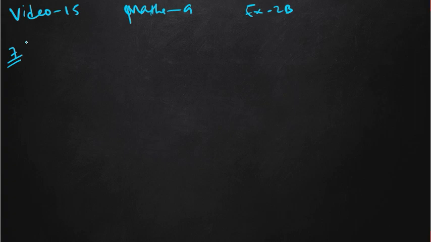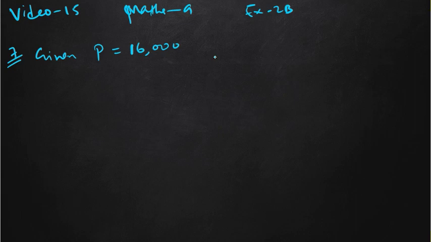So in question number 7, if you read the question, our question is that calculate the amount and the compound interest on rupees 16,000. So that means given our principal is 16,000 for 1 year. So time is 1 year and rate is 15% per annum compounded half yearly.